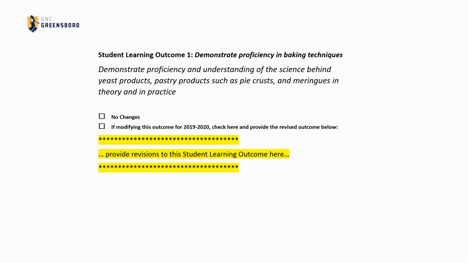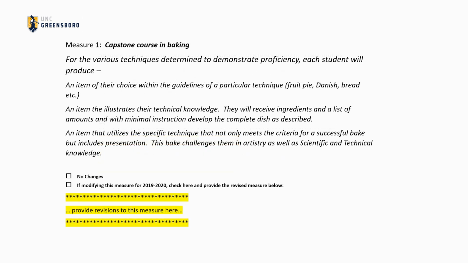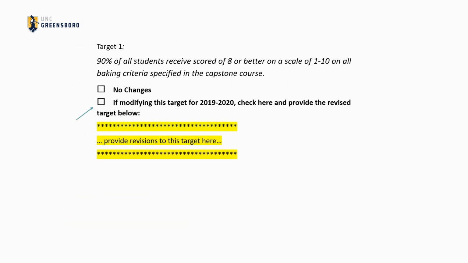The next section is the Student Learning Outcomes section. In this section, all the student learning outcomes for the program are listed. Each outcome is followed by the associated measure and target used to illustrate the program's results in achieving the outcome. As in the mission statement section, the user has the option to provide revisions to the student learning outcome, the measure, and the target by clicking the checkbox next to the words "If modifying this," and then entering the revision in the corresponding editable area. If no revisions are needed, simply check the box next to No Changes.